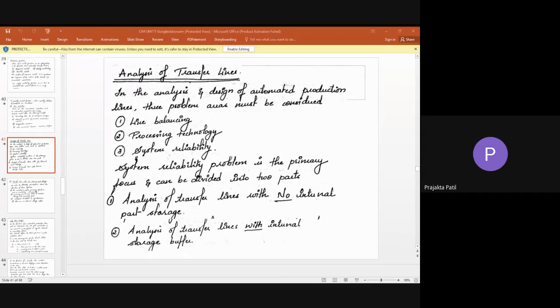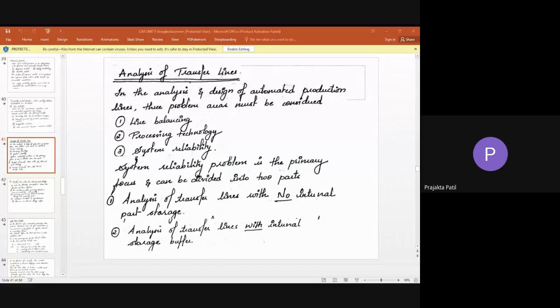We discussed what are the different work part transfer systems. We came across the synchronous or asynchronous type. Then we have studied the different work part transfer mechanisms, wherein we have studied the linear and the rotary type. We have seen different examples under linear transfer mechanisms and rotary transfer mechanisms.